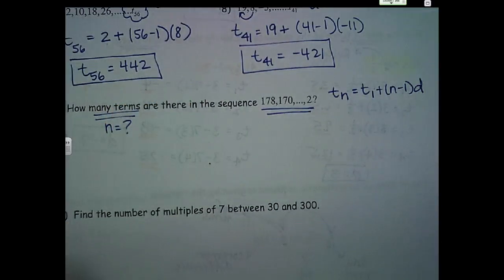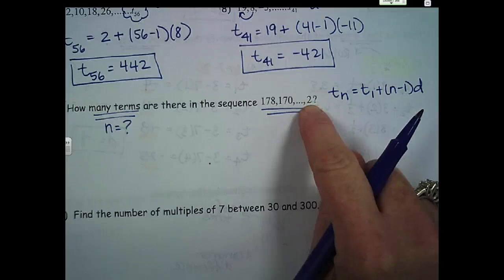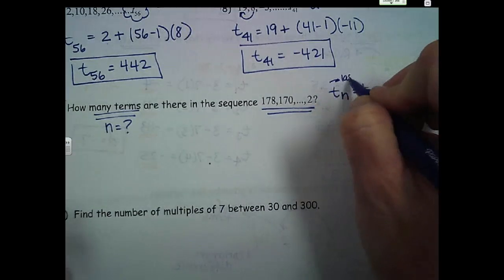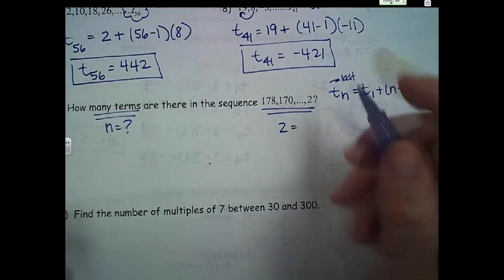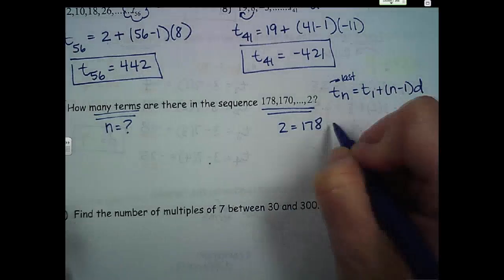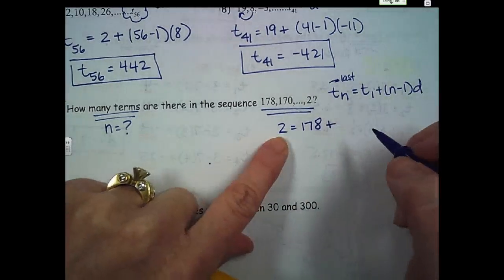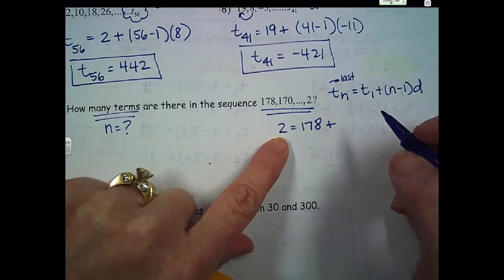In other words, I know the last term is 2. I just don't know what term number it is. Is it the 50th? Is it the 4th? So t sub n, the last term, is 2. My first term is 178. Take good notes on this part. Plus n minus 1, I don't know. I know 2 is the last term, I just don't know if it's the 50th term or the 40th term.